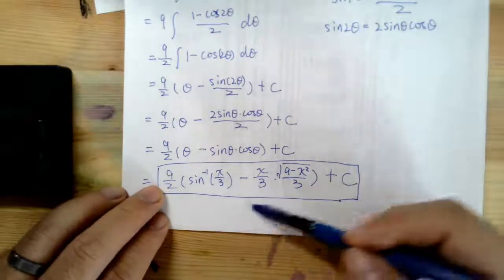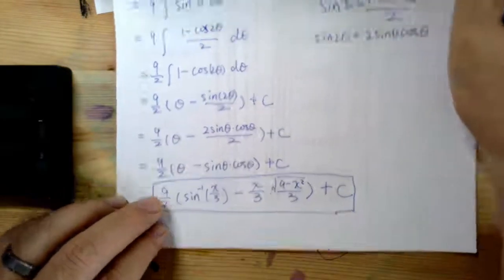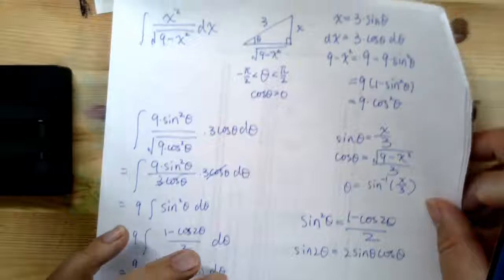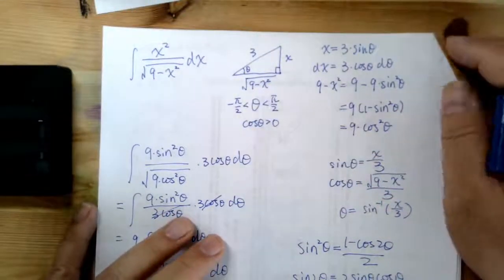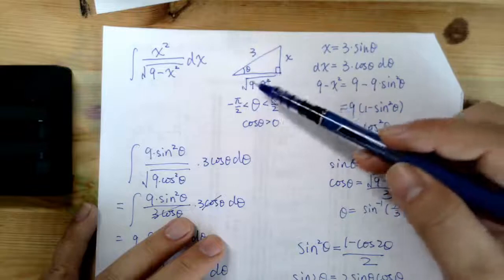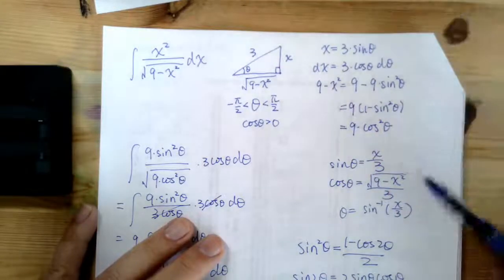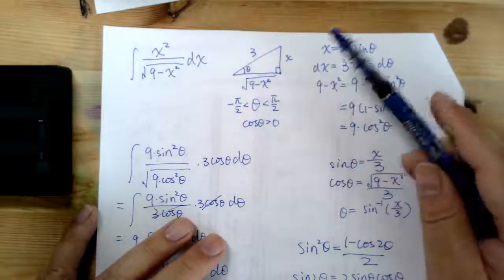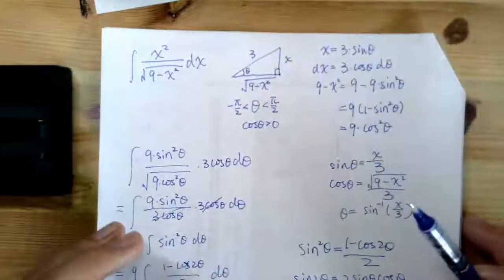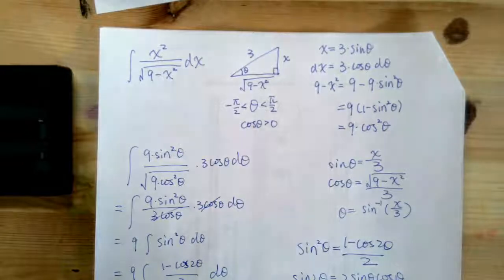And then again, how do we substitute it back? It goes back to the original triangle we have. What is sine theta, cosine theta, and how do we solve for theta? It's very obvious if we do this part correctly. Okay, so I hope you enjoyed this video, and I'll stop here. Thank you.